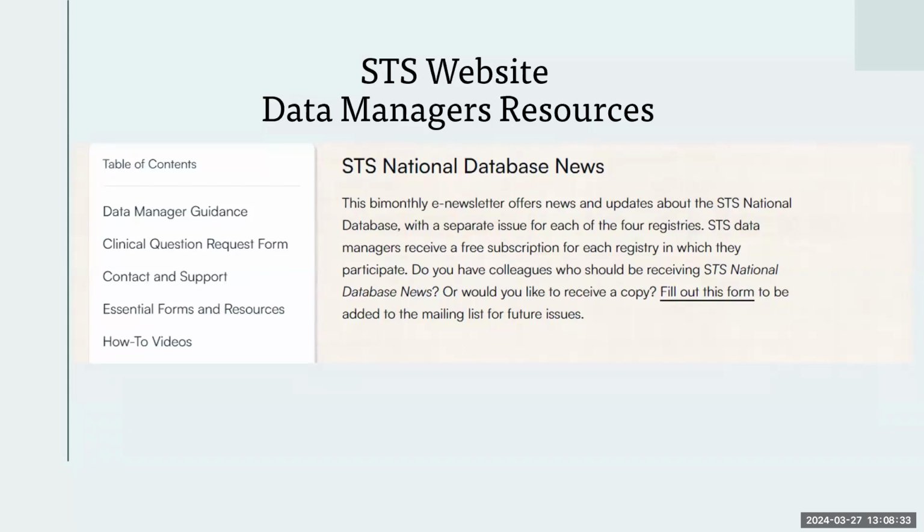This is a bi-monthly newsletter that provides updates about the STS National Database. There's a separate issue for each of the 4 registries. So there's one for adult cardiac, one for congenital, one for general thoracic, and one for Intermacs. So if you would like to receive this via email, you can click to fill out the form and you'll be added to the mailing list. So that's really nice to know, what's new with Intermacs, and it's a really great thing to have. Carol does the newsletters.